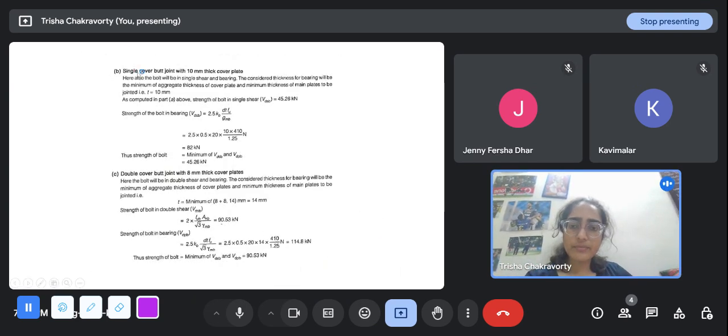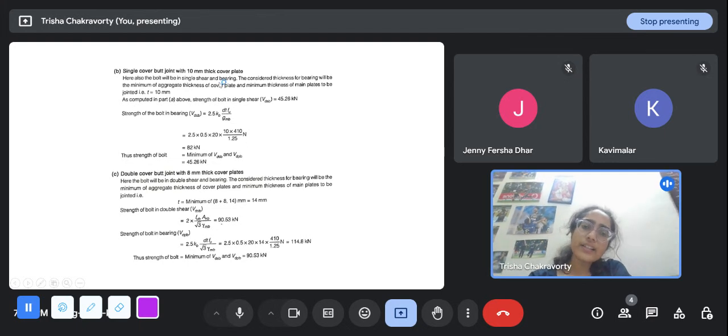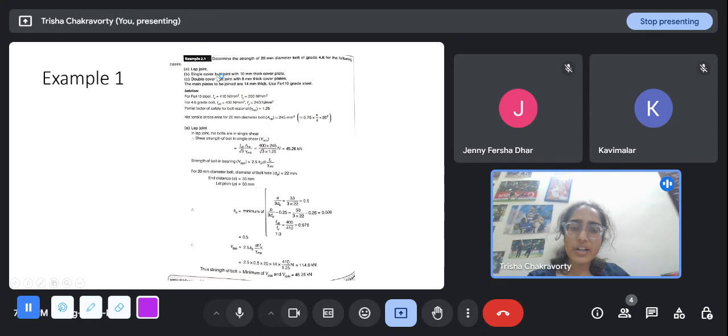So the bolts will be in single shear and bearing. The considered thickness for bearing will be the minimum of the aggregate thickness of the cover plate and the minimum thickness of main plates to be joined. So what was said, single cover butt joint with 10 mm thick cover plate, and the main plates are 14. So what happens is we will have to take 10 because that is the more critical.